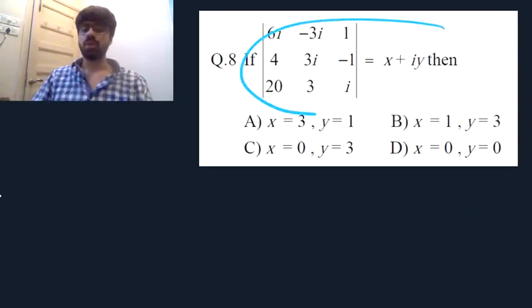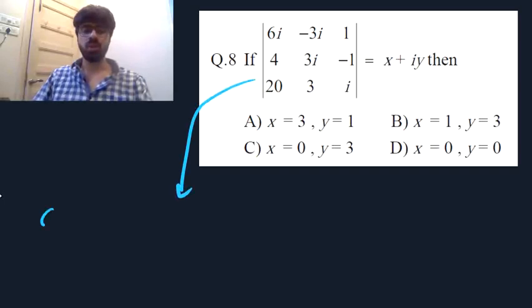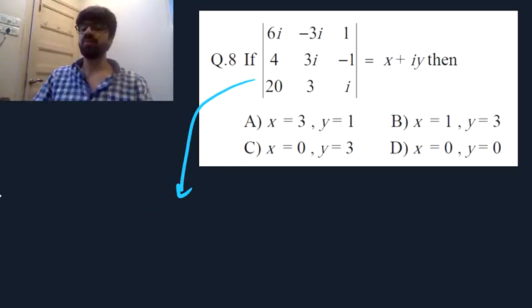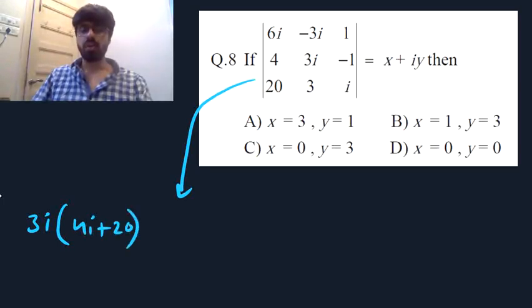Going ahead, the determinant is equal to x plus iy. All you need to do is just expand the determinant. So this will be 6i into 3i square plus 3. 3i square will be minus 3, and minus 3 plus 3 will be 0. So the first term vanishes. The second term will be minus of minus 3i, which is 3i, into 4i plus 20.